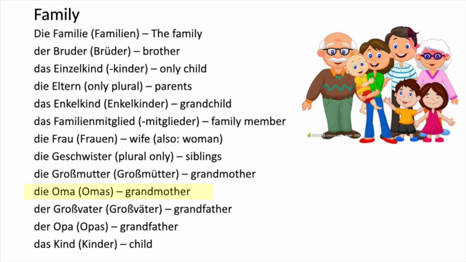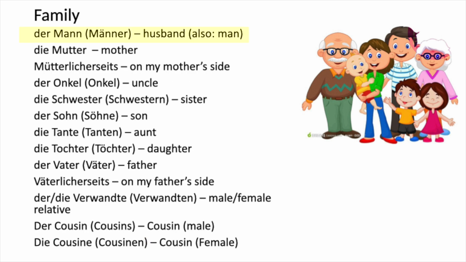Die Oma is another word for grandmother, while der Großvater is particularly the grandfather, while der Opa is another word for that. Das Kind, we know, is the child. Der Mann is the man, but it's also the word for husband. Die Mutter, we know, is mother. And if you want to talk about an uncle being on a mother's side rather than a father's side, you could clarify by saying Mutterlicherseits. Seit gives us side. Mutterlich, well, lich is that adverb which in English would be li, so the motherly side basically is Mutterlicherseits. Der Onkel is the uncle, very close to English.